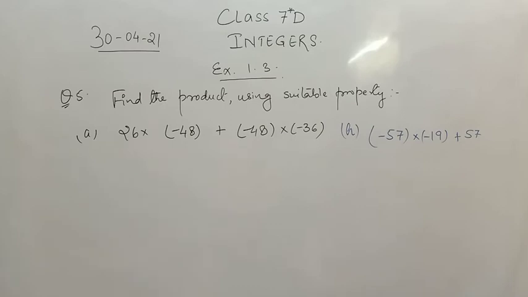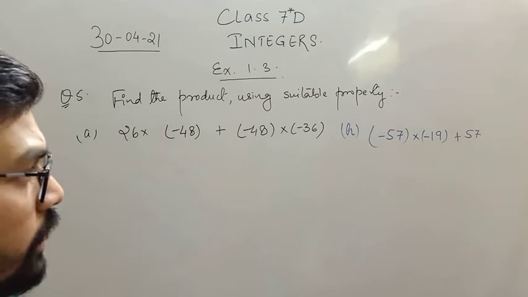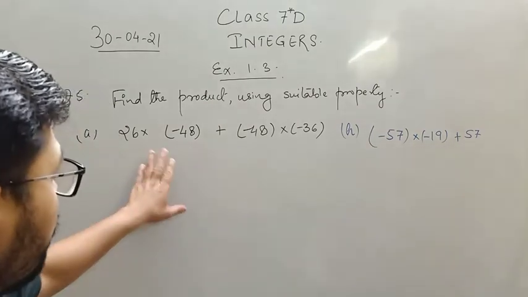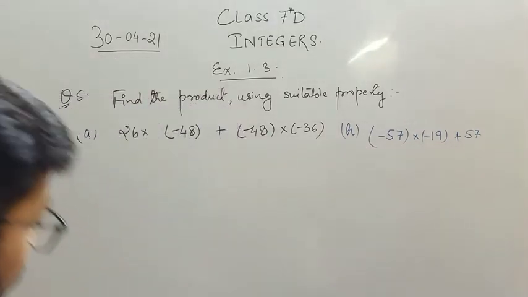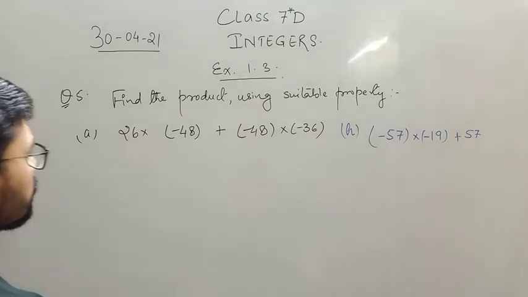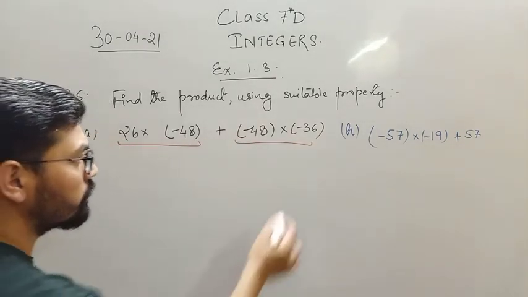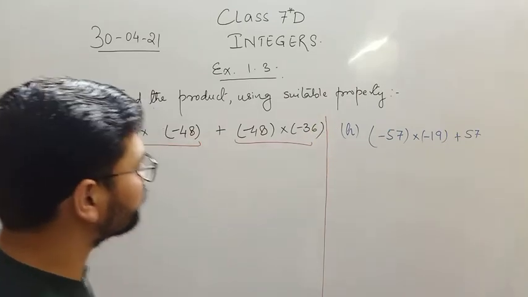So now there are two questions on your screen. Find the product using suitable properties. Here you just need to tell me what property you should use for getting the answer in part A and part H. So I have two terms here, beta. These are two different questions. This is part A and this is part H.